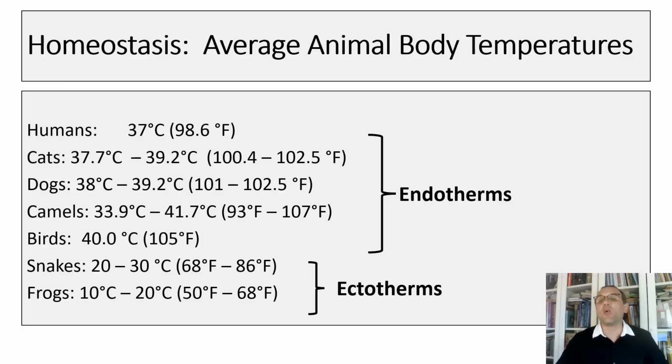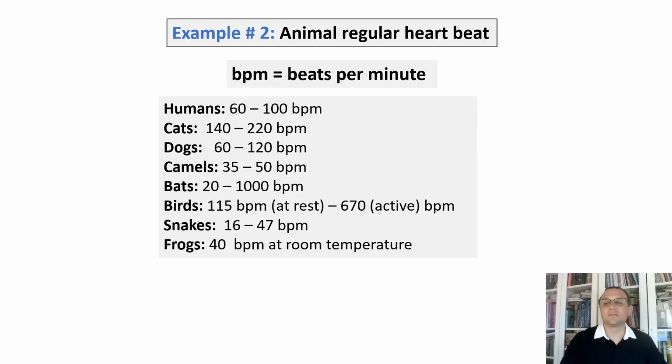Snakes usually spend cold weather months underground in a state of hibernation, during which their metabolism becomes very slow, allowing them to sleep for weeks without food. Now let's take a look at another example of homeostasis, the heart rate. A normal resting heart rate for an adult human ranges from 60 to 100 beats per minute.